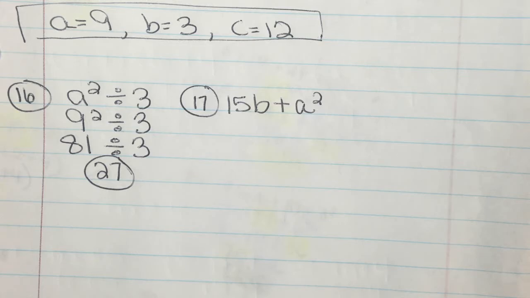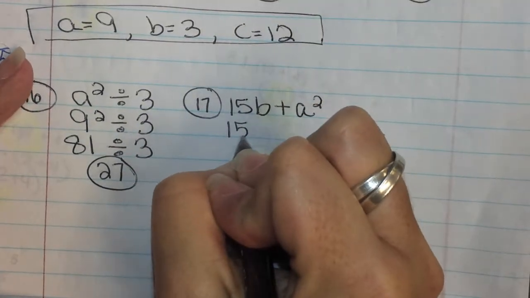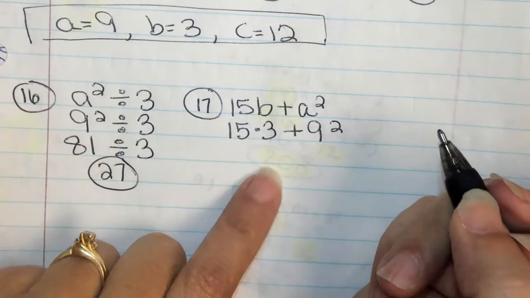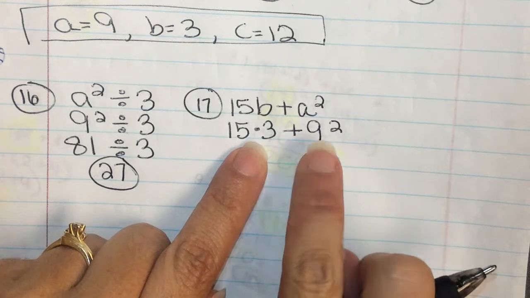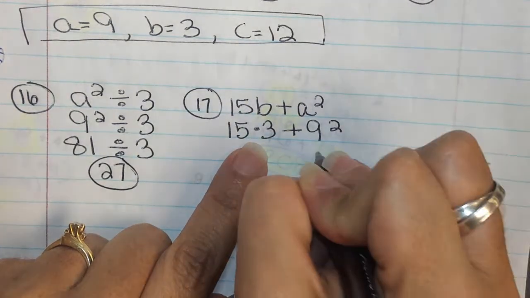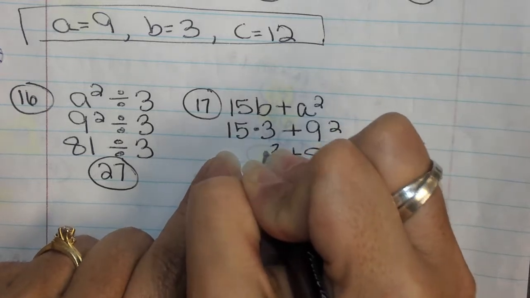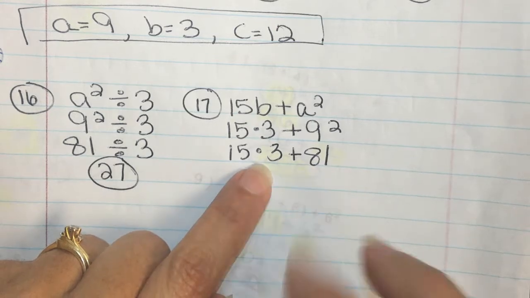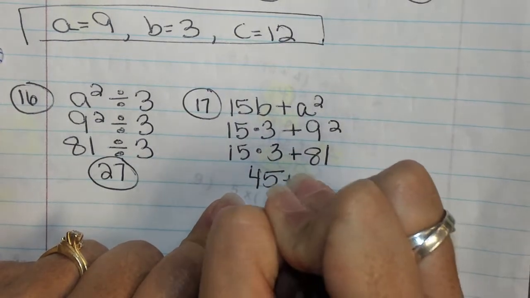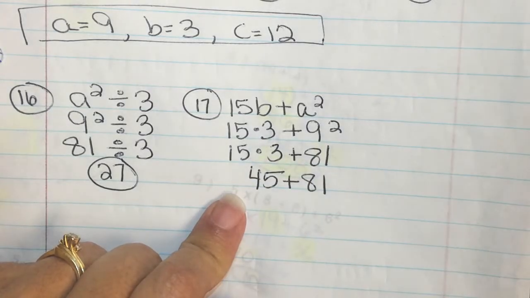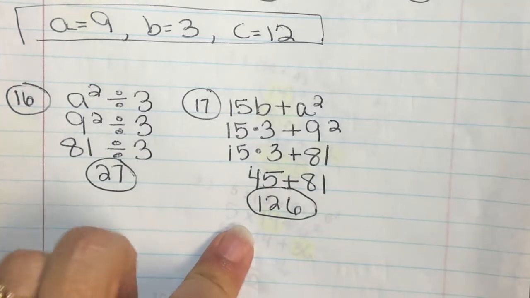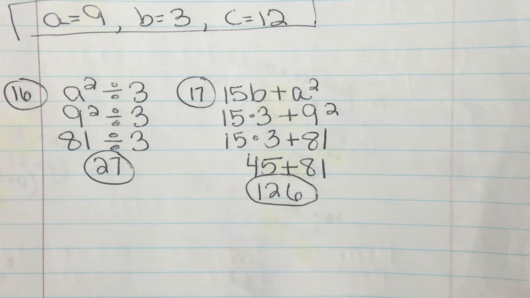Okay. So, I'm trying here. b is 3, so I'm going to fill it in first. I'm going to do 15 times 3 plus 9 squared. So should I do multiply, add, or exponents? Exponents. Get 81. Bring down the rest of it. Should I do multiply or add? Multiply. Just 45 plus 81. I got 126.